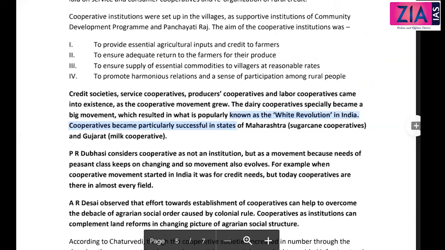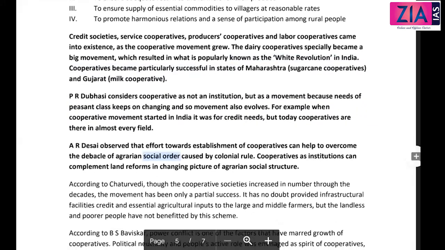To ensure supply of essential commodities to villagers at reasonable rates, to promote harmonious relations and a sense of participation among the rural people. These are general in nature, right? You can read that. Credit societies, service cooperatives, producers cooperatives, and labor cooperatives came into existence as the cooperative movement grew. The dairy cooperatives especially became a big movement. And what is that? White revolution.